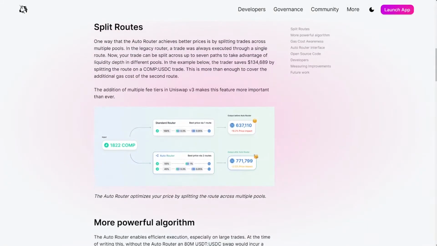So first of them is the split route, which helps to optimize your price by splitting the route across multiple pools. So if you are familiar with Uniswap, there is this pool system where in each pool there is a pair of tokens, and even the users can create those custom pools with the tokens they want to provide. We call it providing liquidity into these pools.